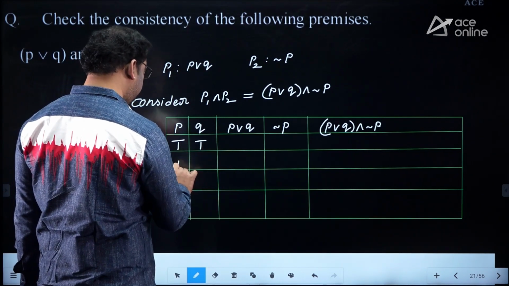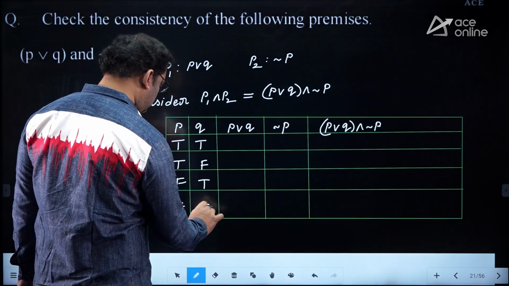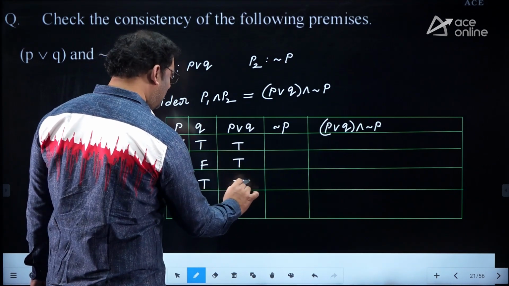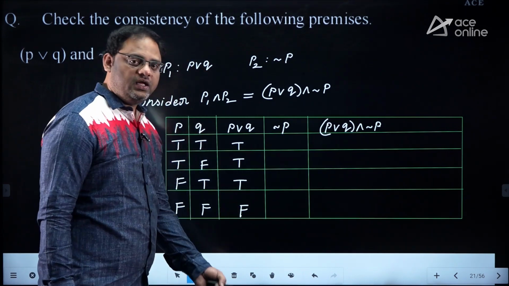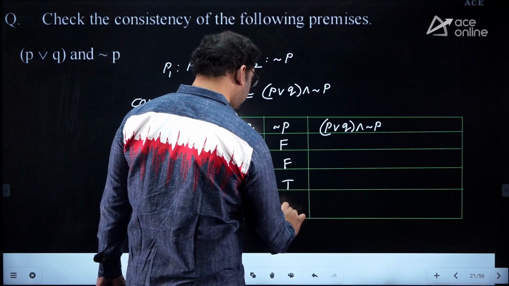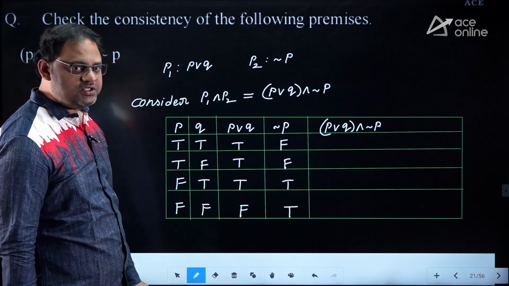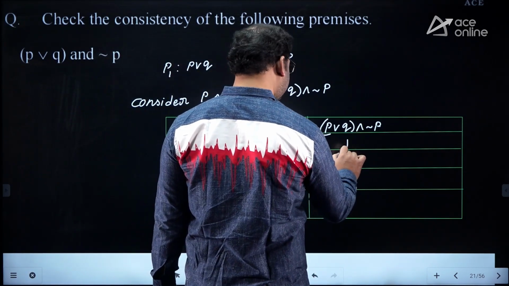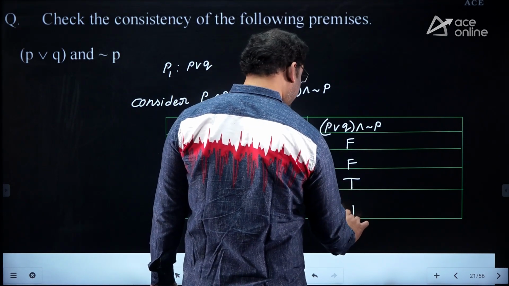PQ, disjunction means if at least one is true, the result can be true. If no true is available, then only P or Q can be false, just like the last case. Negation to the P is, now here we have P or Q and also not P, and we are taking the conjunction between them. When you take the conjunction true and false, I think here it is false, here it is true, and here it is false.